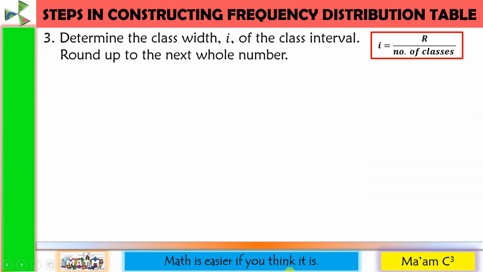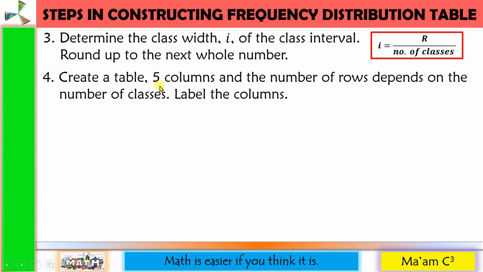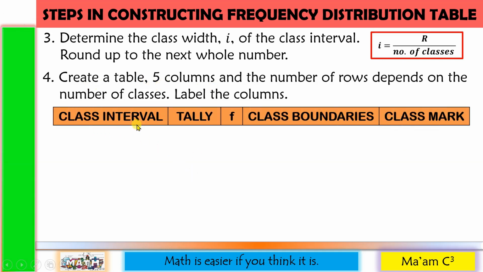Next step is to determine the class width. It has a formula. I'll discuss this in detail later with an example. Next step is to create a table with 5 columns. The labels of those 5 columns are class interval, tally, F, class boundaries, and class mark.